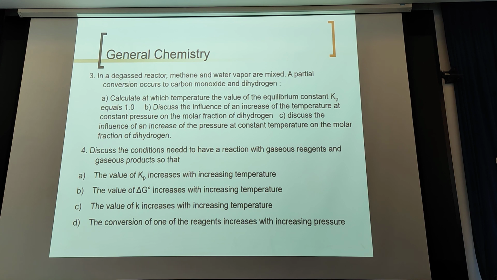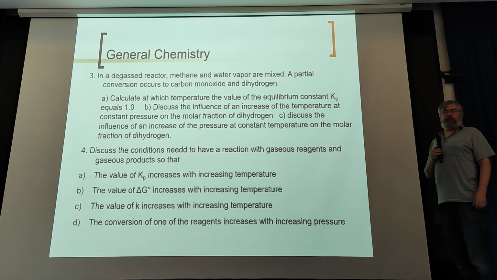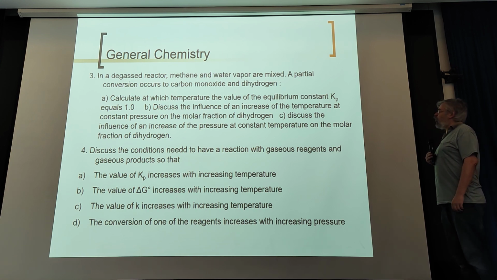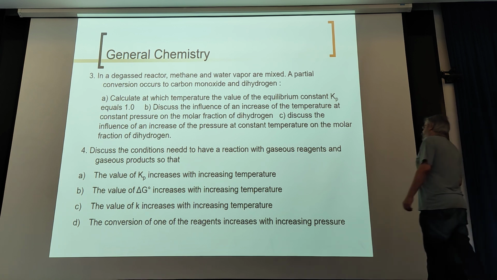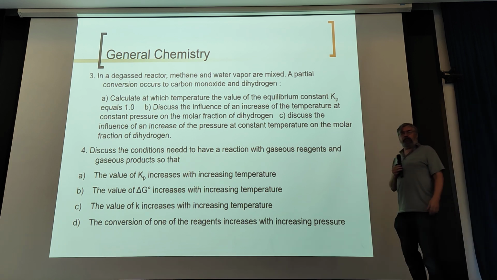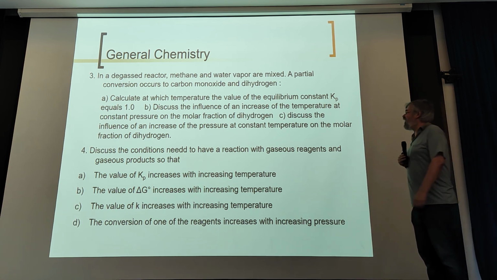The first one is the reaction of methane and water. So we convert to CO and dihydrogen. That's again the syngas reaction. And so we did earlier already some calculations on it. But now we look from the viewpoint of equilibrium. So at which temperature will Kp be 1? So will there be a perfect equilibrium, in other words?